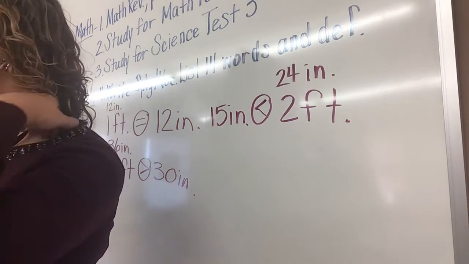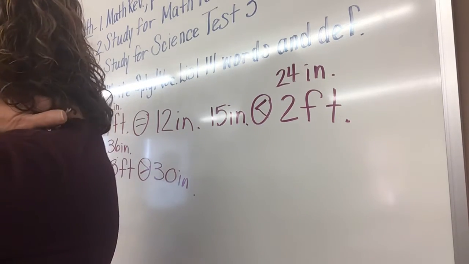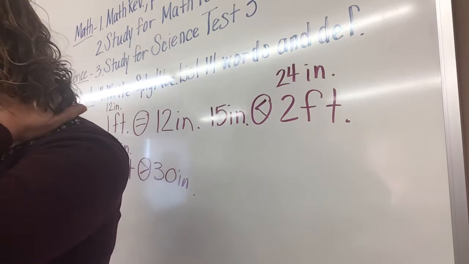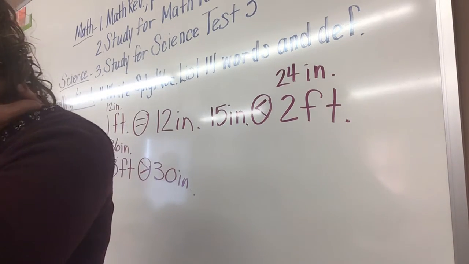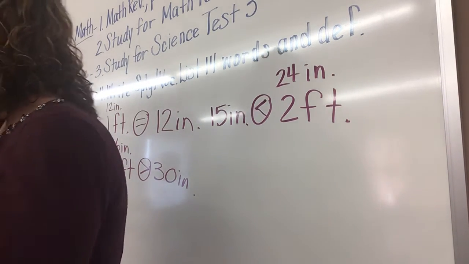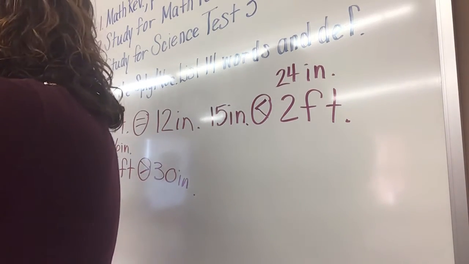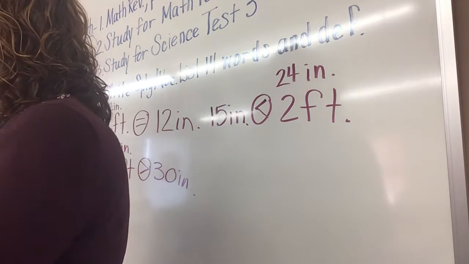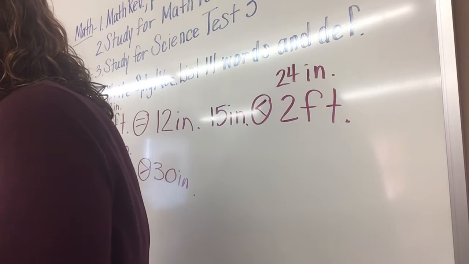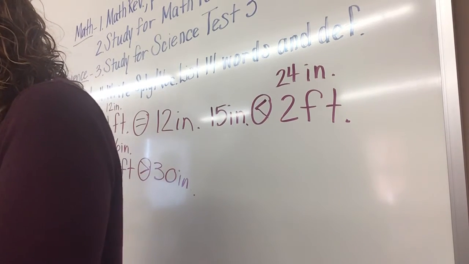A flashlight. We already did a flashlight one time. 9 inches or 9 feet? 9 inches. And the last one is a jump rope. Would a jump rope be 7 inches or 7 feet? 7 feet. You would not be able to jump over a 7-inch jump rope, would you? That wouldn't work too well.